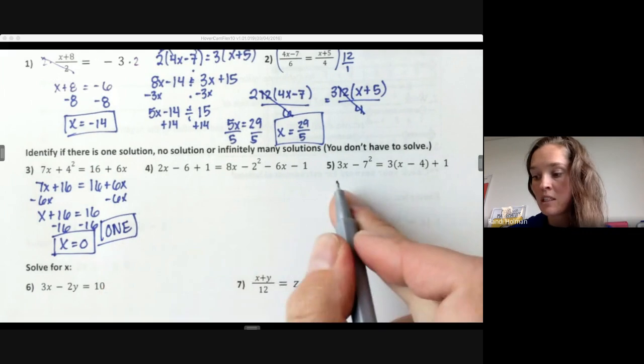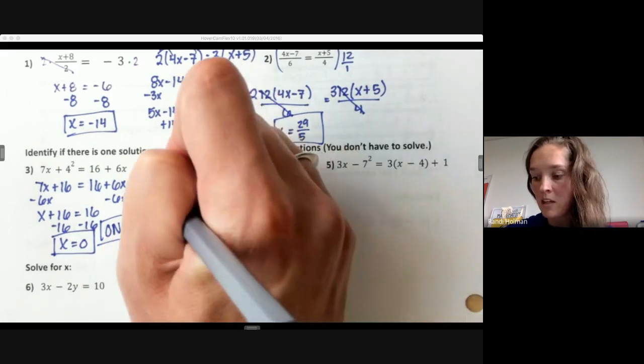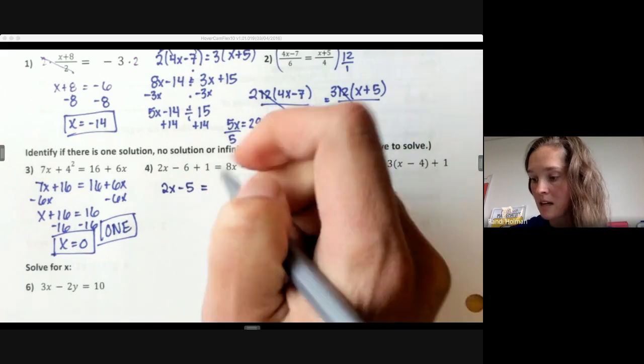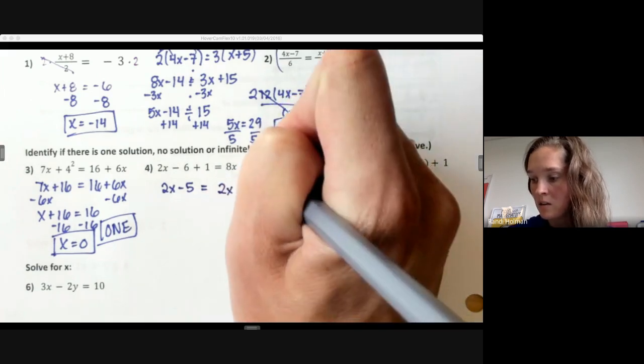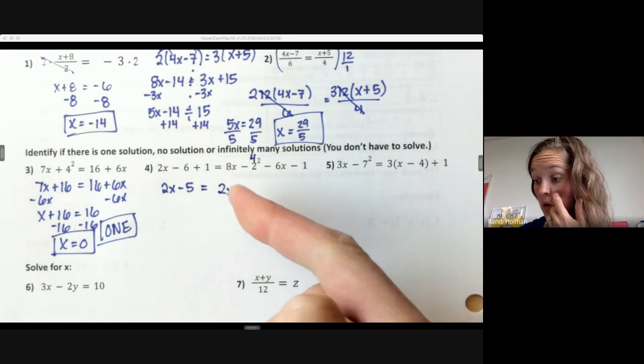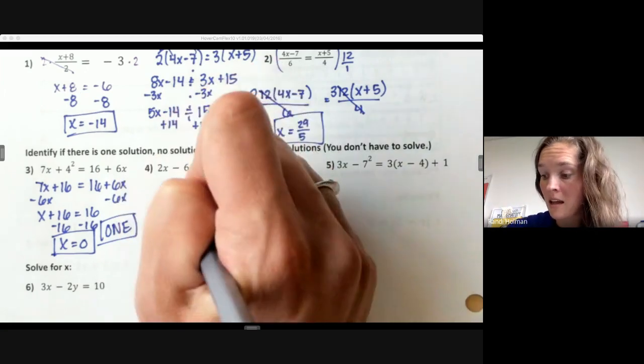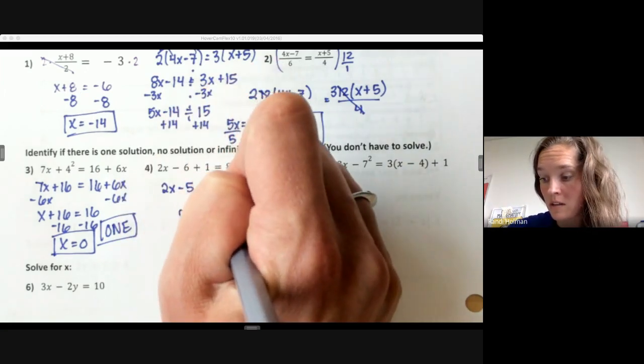Okay, again, first thing, just look on each side and simplify. 2x minus 5. 8x minus 6x is 2x. 2 squared is 4. Negative 4 minus 1 is minus 5. Hopefully we're all okay right there. They look exactly the same on both sides. That means there's infinitely many solutions.